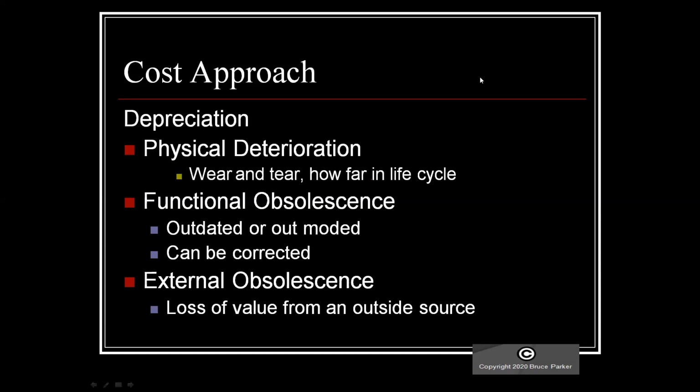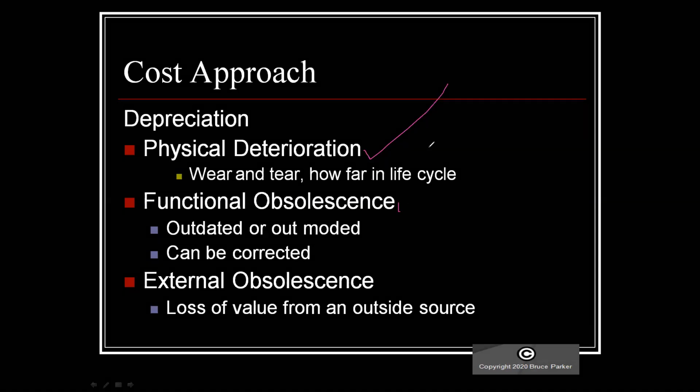Well, of course, we can correct physical deterioration. We can do the repairs on the building that are needed. And of course, we can correct functional obsolescence. We can put in a bathroom and we can put in an elevator. We can't do anything about the loss of the parking deck because we don't own the parking deck. We don't own the property. So we can correct physical and we can correct functional obsolescence, but we can't correct external obsolescence. That is many times a question on the test.